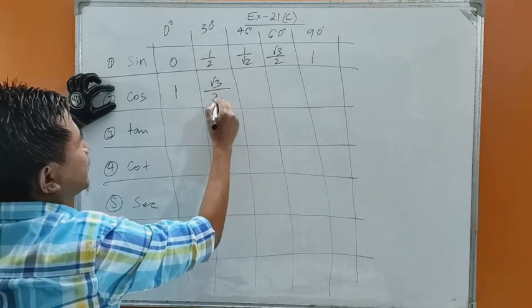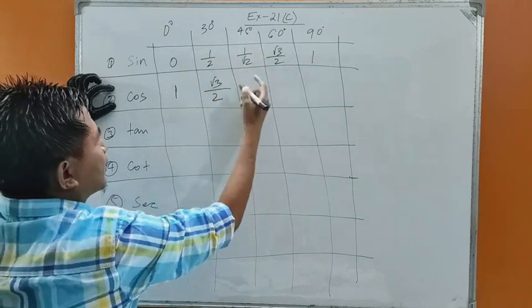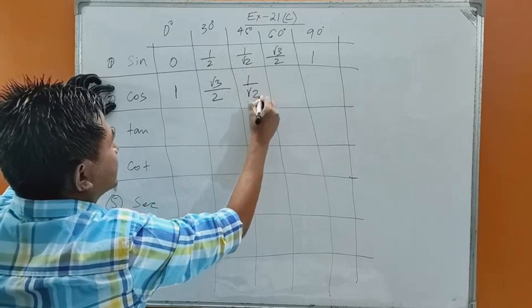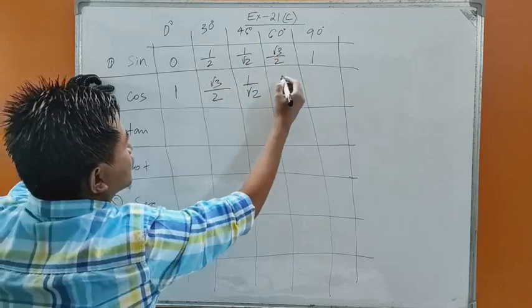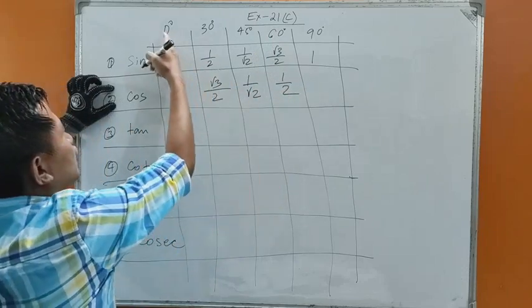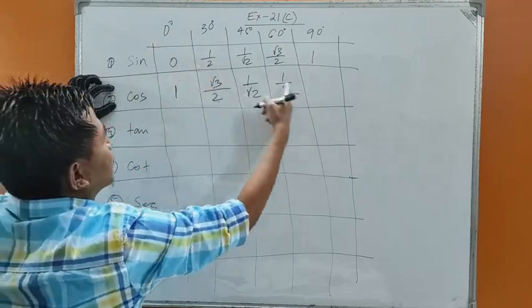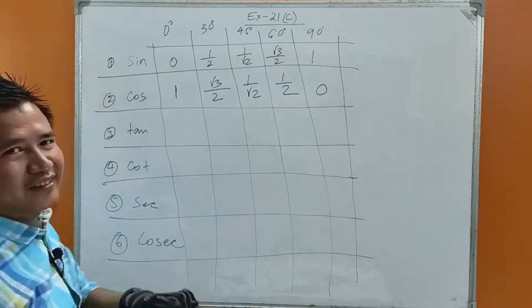Okay, cos 45 degree means now the same thing remains here. Cos 60 means this 1 upon 2 comes here. Are you getting me? Cos 90 degree means this 0 comes here. Okay, are you getting me?